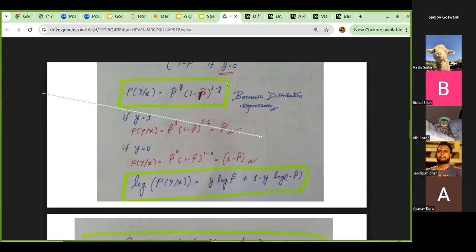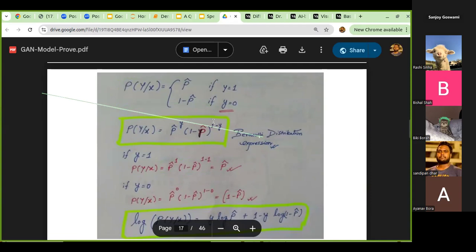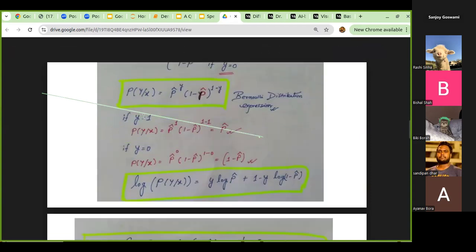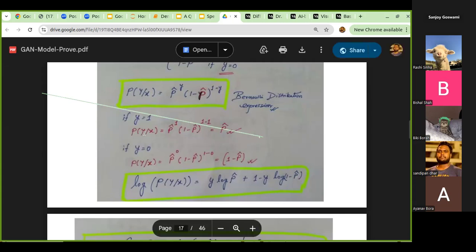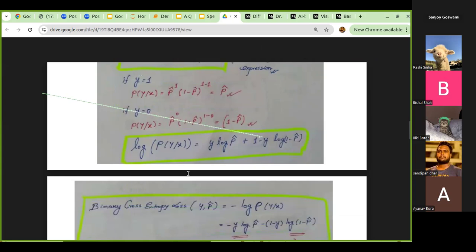I guess the Bernoulli expression you have also learned in your class 10 plus 2 or in engineering mathematics. So you just take the power of the class: p hat to the power y, times 1 minus p hat to the power 1 minus y. Now if y belongs to 1, simply put the value and you get p hat. So when probability of y given x, when y equal to 1, then you get p hat. Otherwise, you'll get 1 minus p. And if you take the log of it, then you get this equation.